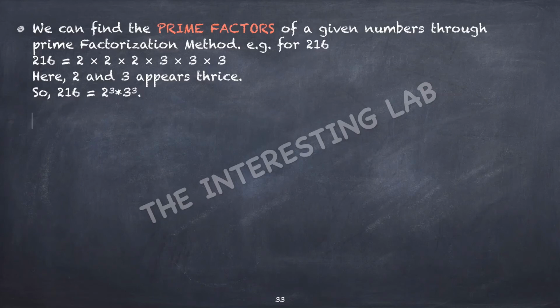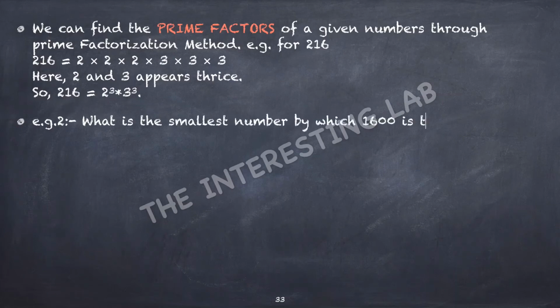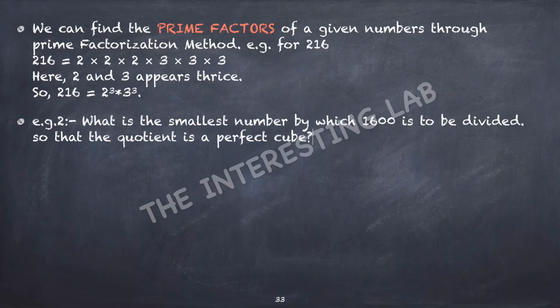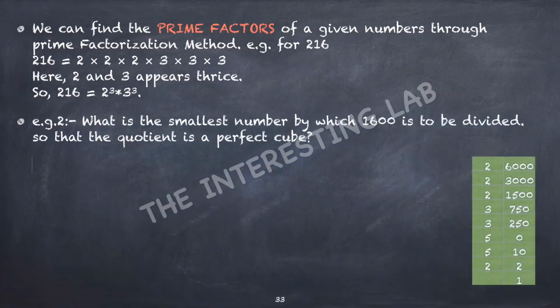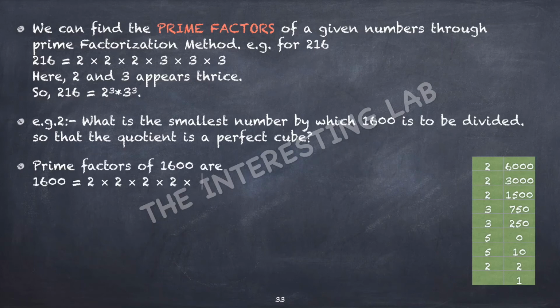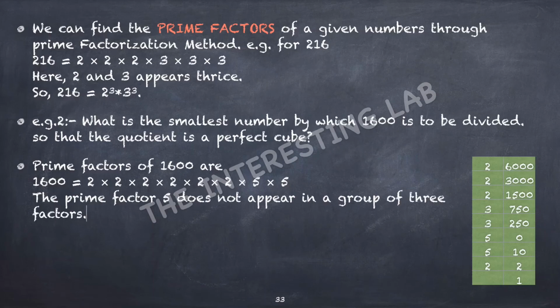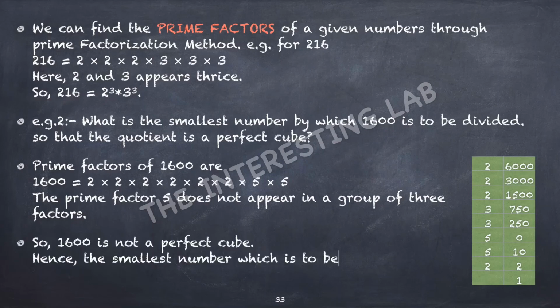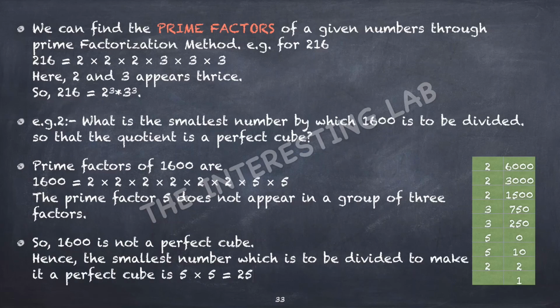For example, what is the smallest number by which 1600 is to be divided so that the quotient is a perfect cube? Prime factors of 1600: 1600 is equal to 2 times 2 times 2 times 2 times 2 times 2 times 5 times 5. The prime factor 5 does not appear in a group of 3 factors. So, 1600 is not a perfect cube. Hence, the smallest number by which it is to be divided to make it a perfect cube is 5 times 5, which is equal to 25.